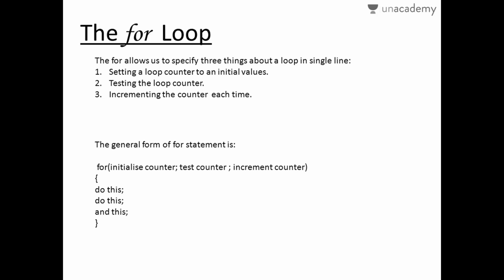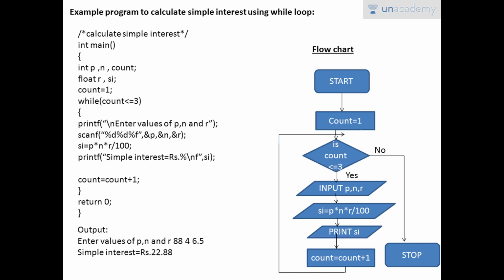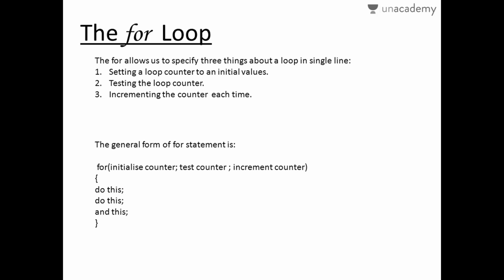Here comes the for loop. The main advantage of using the for loop is that it can contain 3 specific things in one single line. It has 3 parts: setting a loop counter, testing the loop counter, and then incrementing. In the case of the while loop, we have to set, then execute, and then increment. But with for, we can do everything in a single line.